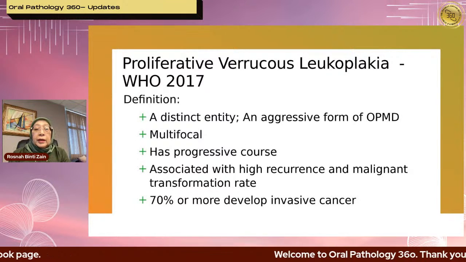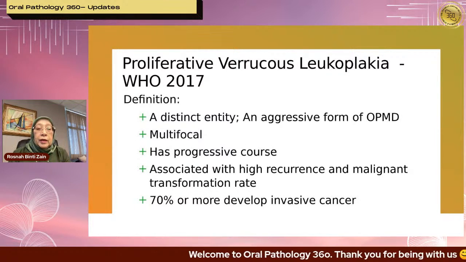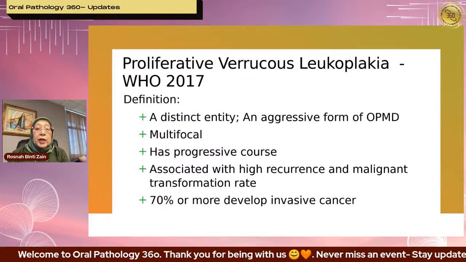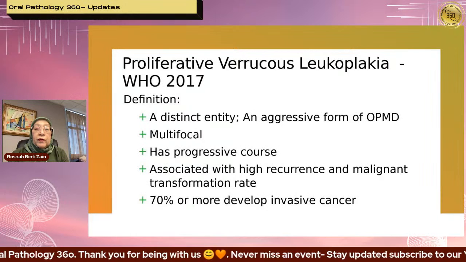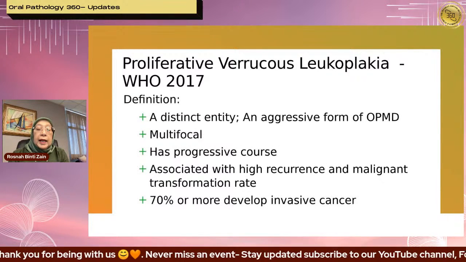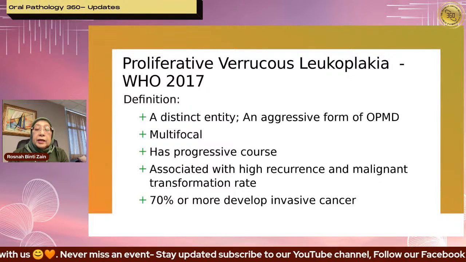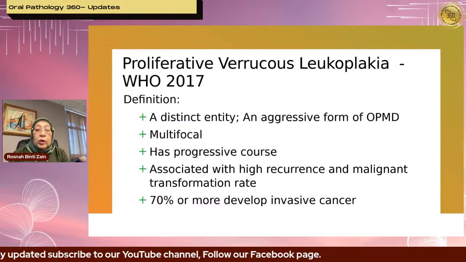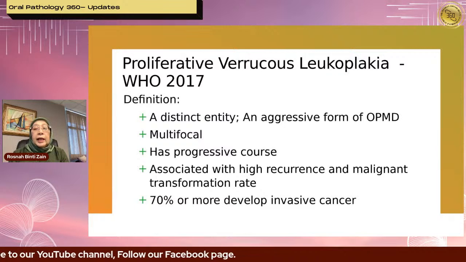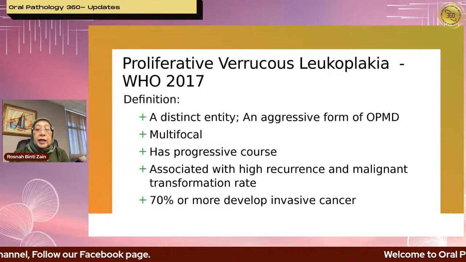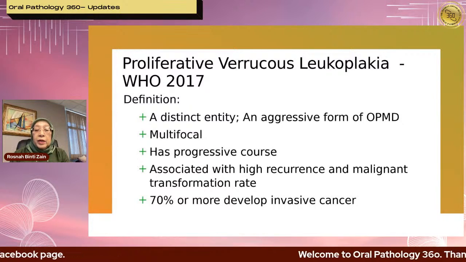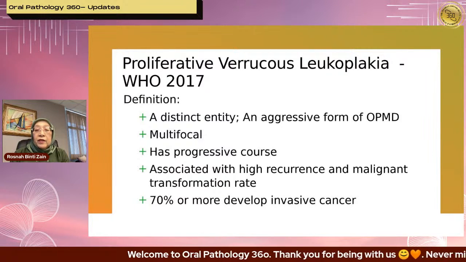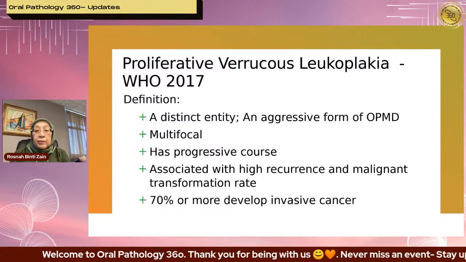Okay, so I'll start off with the WHO 2017 Blue Book, which has a definition of proliferative verrucous leukoplakia as a distinct entity and aggressive form of oral potentially malignant disorder. It is multifocal, it has a progressive course, and is associated with high recurrence and malignant transformation rate, and 70% or more develop invasive cancer. Next, please.